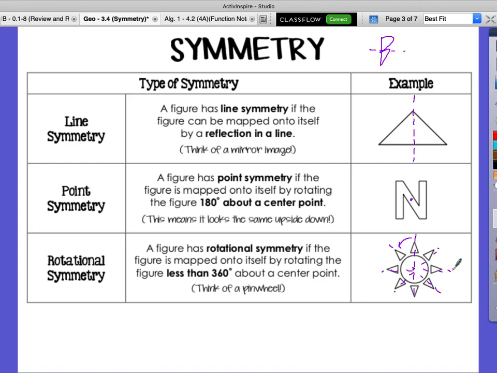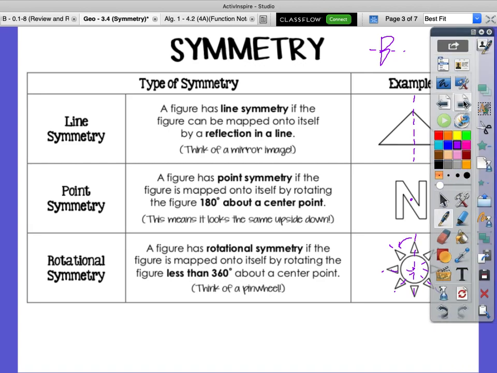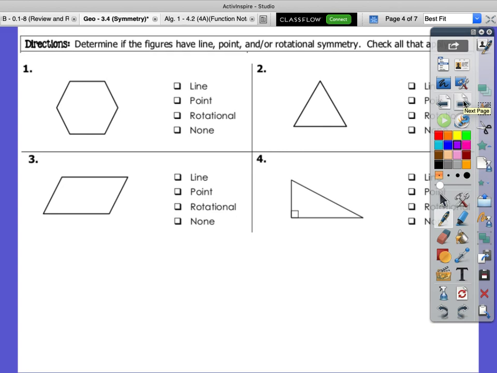So if it can rotate, or if it can have point symmetry, does it automatically have rotational symmetry? No. I guess we'll see. Okay? Let's go on right below. Let's look at some examples, okay?